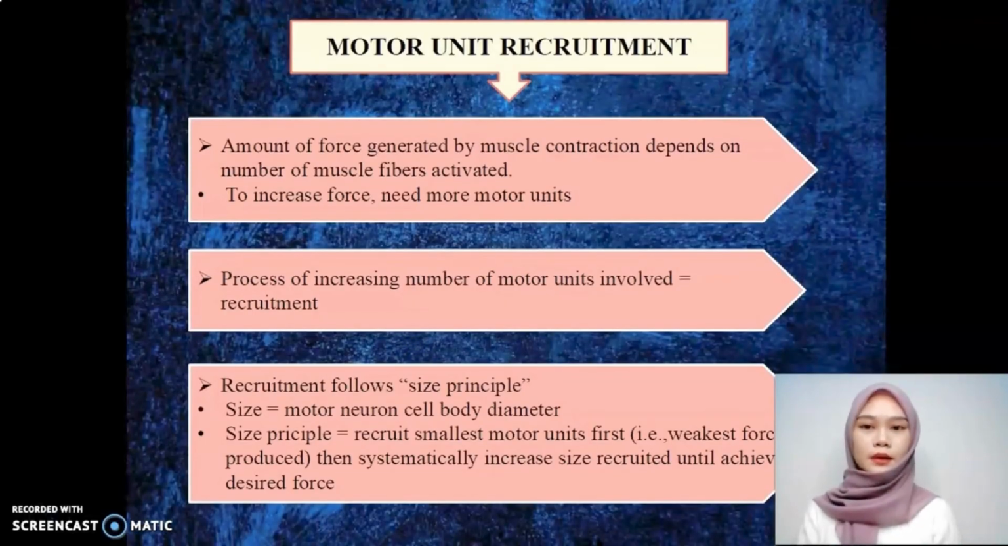The next slide is about motor unit recruitment. The amount of force generated by muscle contraction depends on the number of muscle fibers activated. To increase force, it needs more motor units. The process of increasing the number of motor units involves recruitment. The recruitment follows the size principle. Size is the motor neuron cell body diameter, while the size principle is to recruit the smallest motor units first. For example, the weakest force is produced, then systematically increase the size recruited until achieving the desired force.